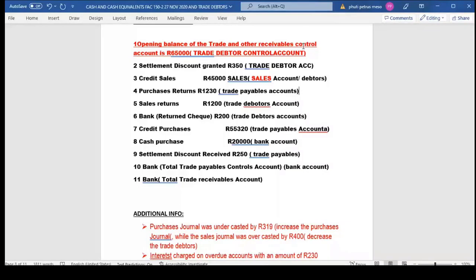And then we've got returns under the sales with an amount of 1,200. That's a trade debtors control account. We've got a bank that says that the returned check. Can you see that they're going hand in hand with the bank reconciliation statements? That's with an amount of 200 rand.